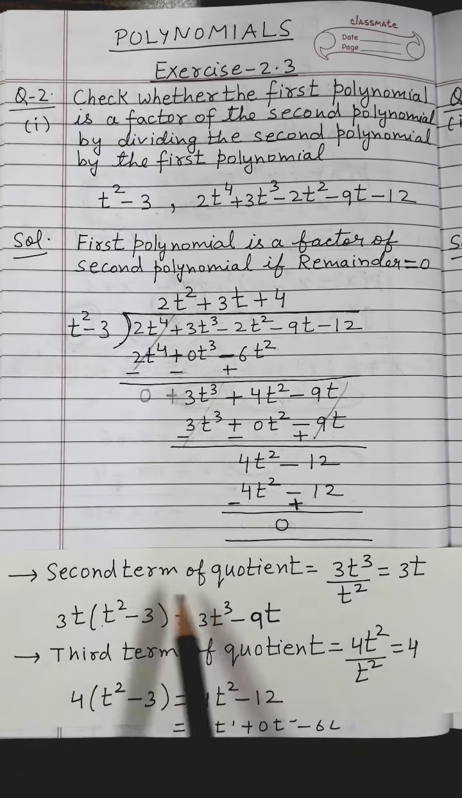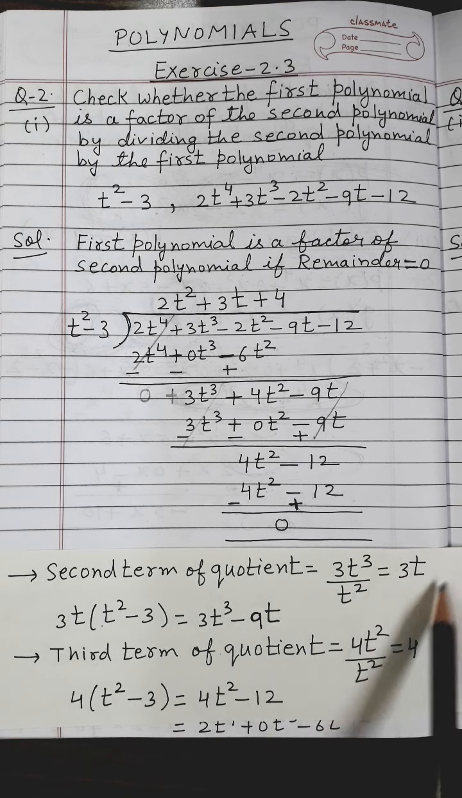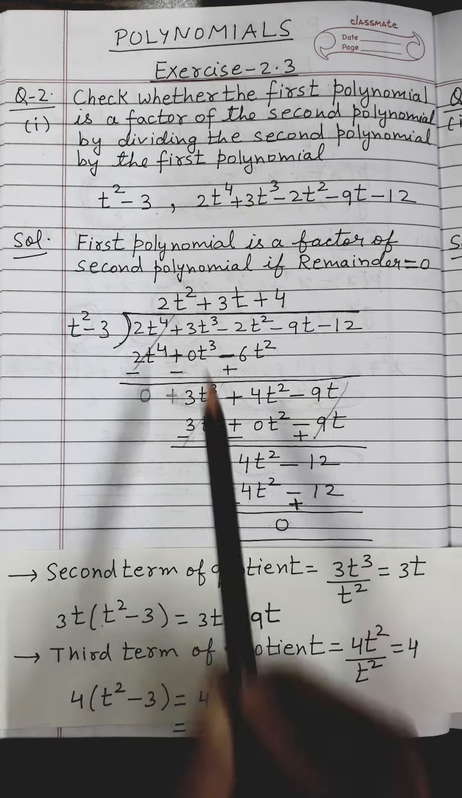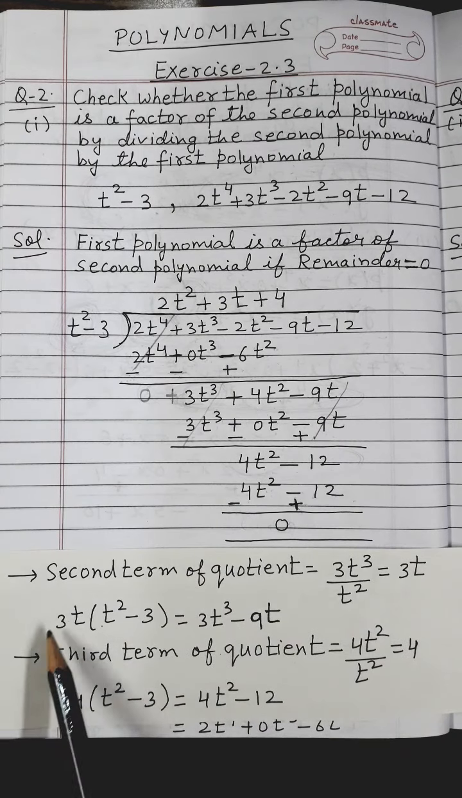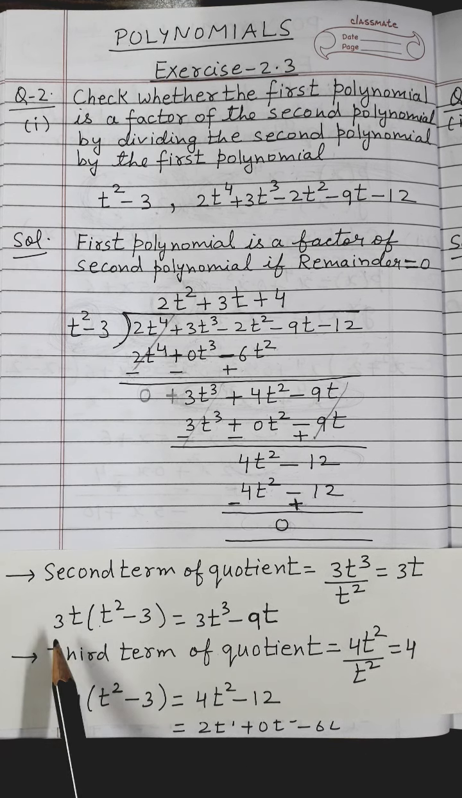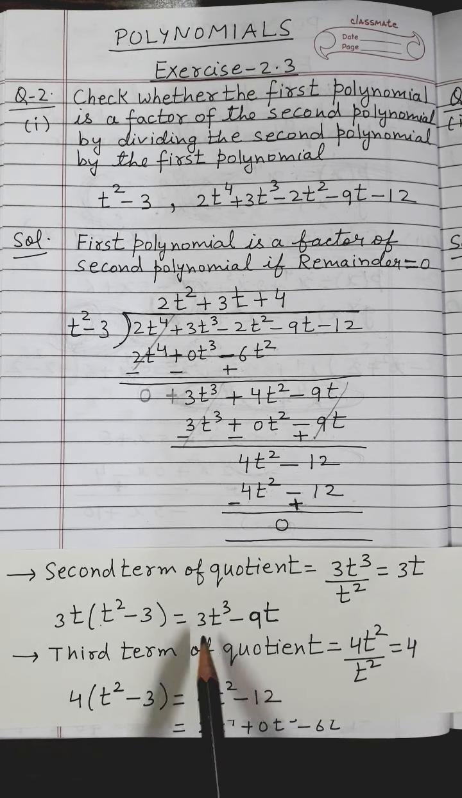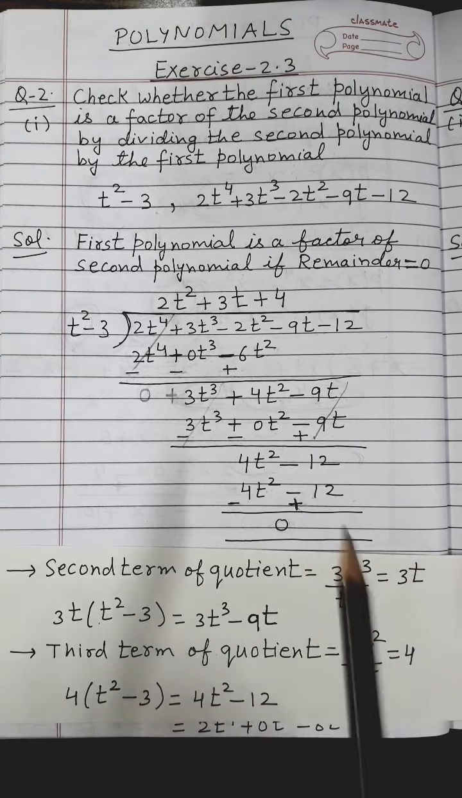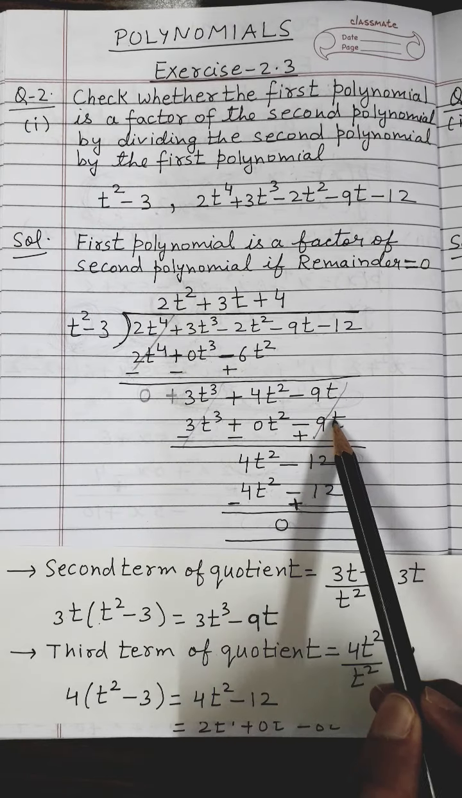So I write down second term of the quotient equals 3t cube divided by t square, which gives you 3t. This 3t is the second term of the quotient. So I write down plus 3t on the quotient side. Next, multiply 3t with the divisor. So 3t into t square minus 3, open the bracket, 3t into t square gives you 3t cube, minus 3t into 3 gives you 9t. So it becomes 3t cube minus 9t. This 3t cube minus 9t I will write below this new dividend.